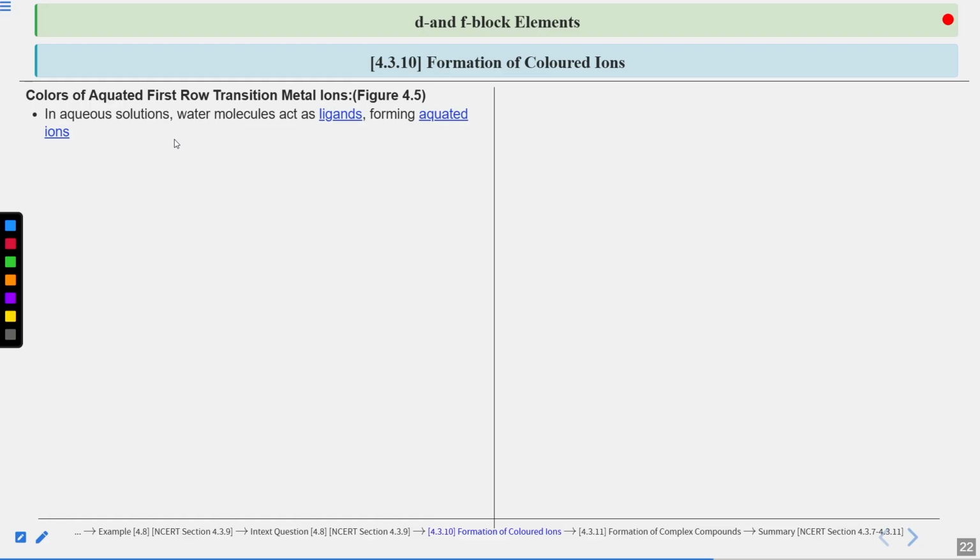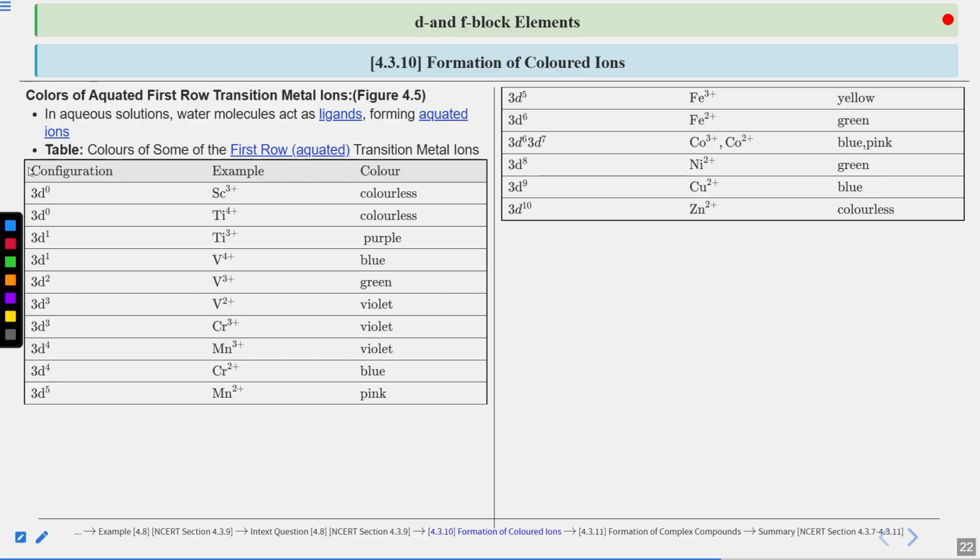So in aqueous solutions, the water molecule will act as a ligand, right? Because the water molecule is going to surround the central metal and bond with the central atom, forming the aquated ions. So that's why we are saying aquated ions. There is a table given showing the colors of some of the first row aquated transition metal ions, where configuration, example, and the color are given.